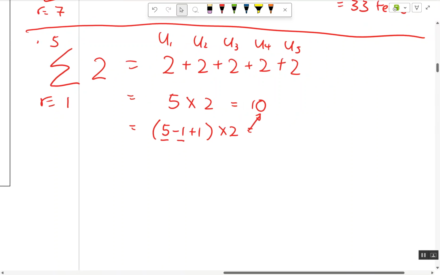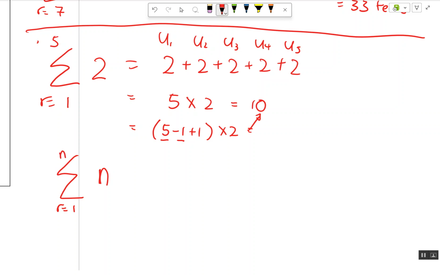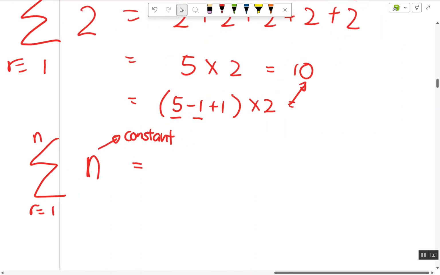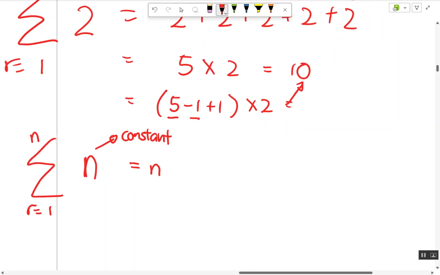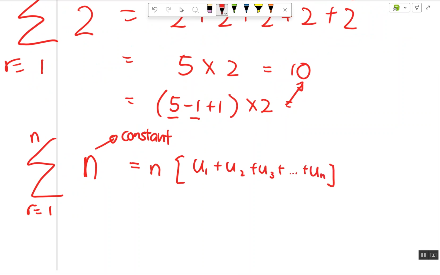If I put it in terms of a constant, for example n, with r equals 1 and I want to count to n, this is something students always make mistakes in. It's more tricky. Now remember that n is a constant. It doesn't increase. Only r increases in this chapter. So the n I put on the outside. Then u1 plus u2 plus u3 plus all the way until un, and because it's a sum of constant, all these terms are n.